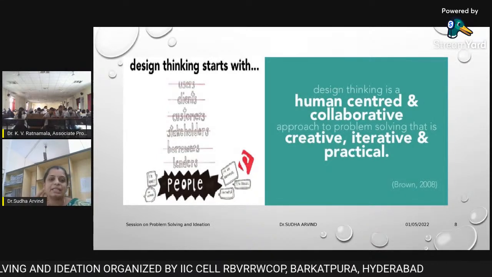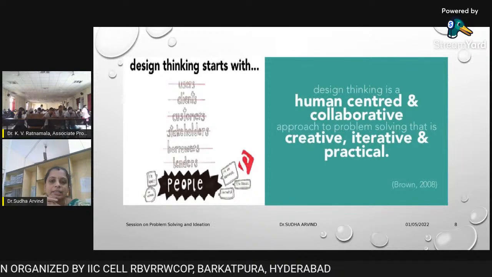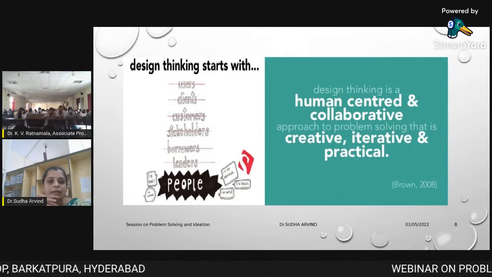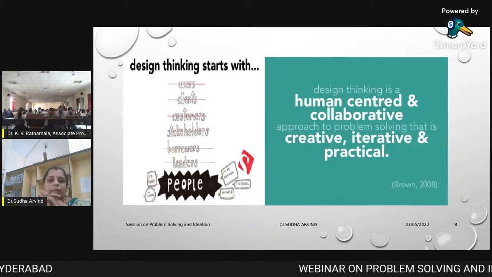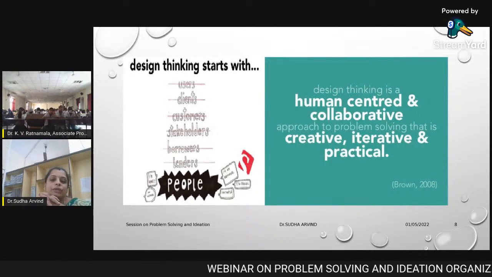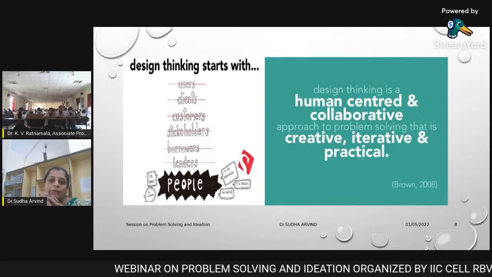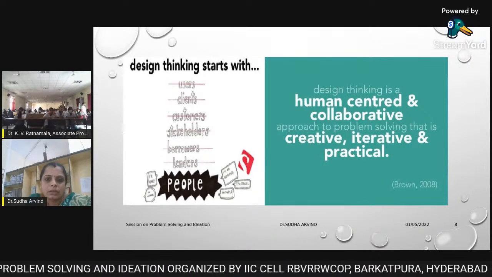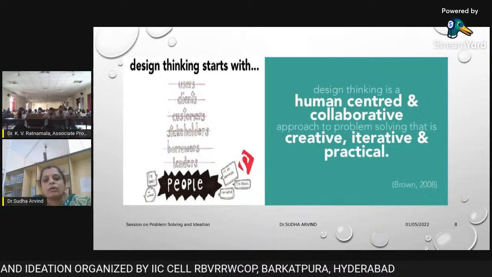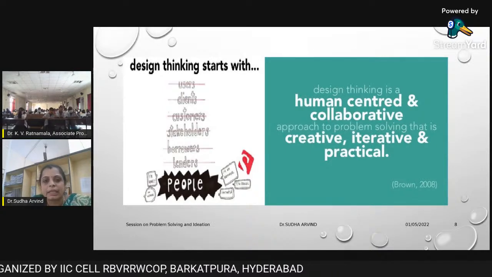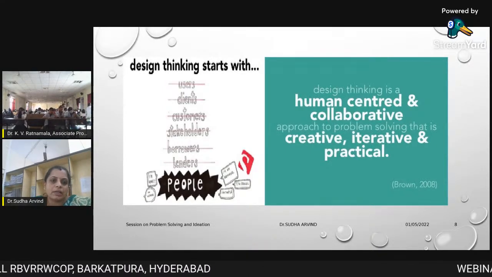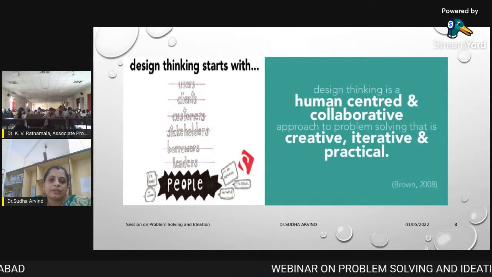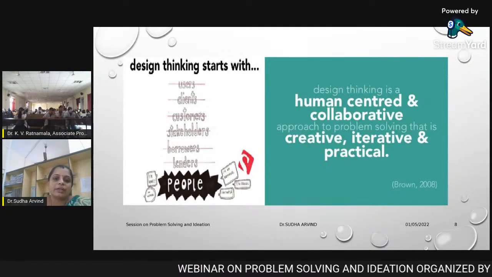But at the beginning stage also it is the same thing: empathize, empathy. You should think as per the common man's tendency, how that man is going to think. You have to collect all the feedback from the various people. In that way you can collect all the inputs and insights, and accordingly you can redesign that product.